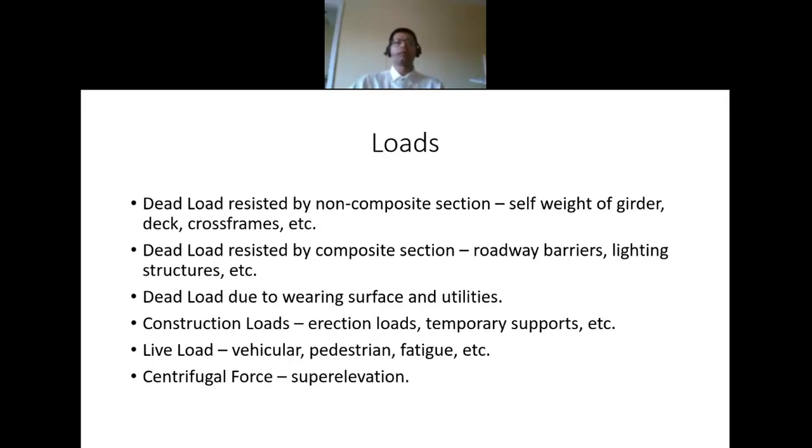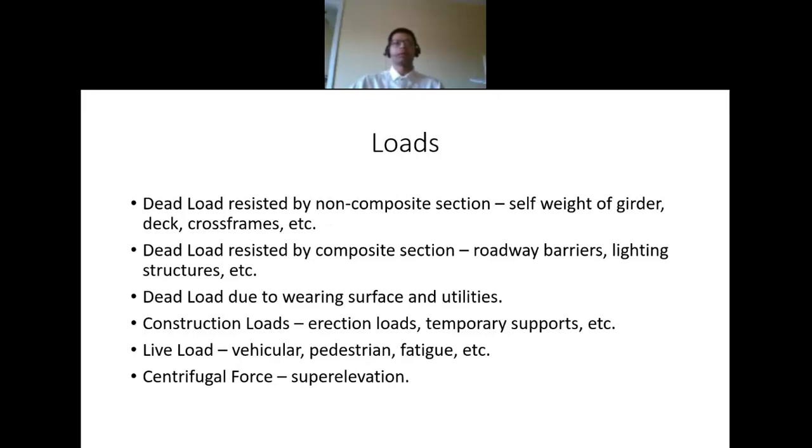So by composite and non-composite, what I mean is, if it's reinforced concrete, the steel and concrete together form a composite section and they resist loads together. If it's just a steel section, or if it's just concrete, such a section which resists loads is called non-composite. And we also have dead loads resisted by composite sections such as roadway barriers and lighting structures. We have the dead loads due to wearing surfaces and utilities such as gas lines or electric junction boxes which are placed on the bridge.